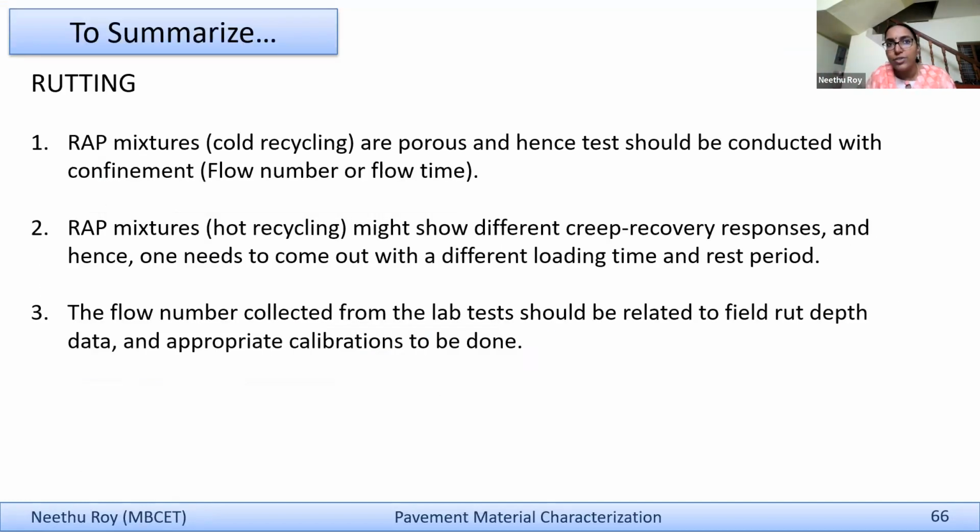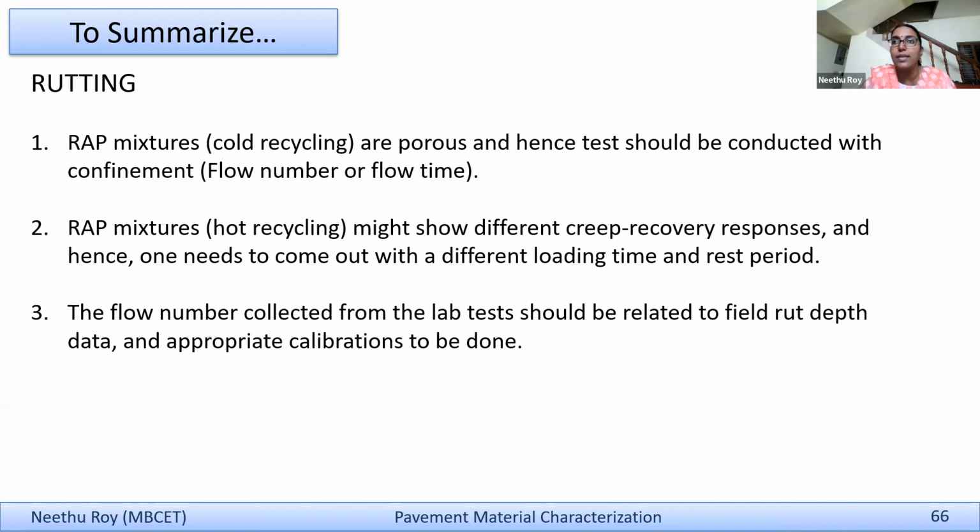Okay, so to summarize, in rutting, what we have seen is that when you use RAP mixtures, especially the cold recycling mixtures, it is porous in nature, right? And this porous material will have a larger influence under a confined or an unconfined condition. If you confine this material, it will have more chances of deformation. So if you want to capture that response, it is necessary that you do it in the confined condition, whether it is a flow time test or a flow number test. That is as far as the cold recycling mixes are concerned.